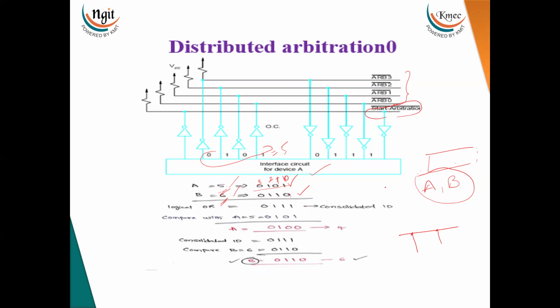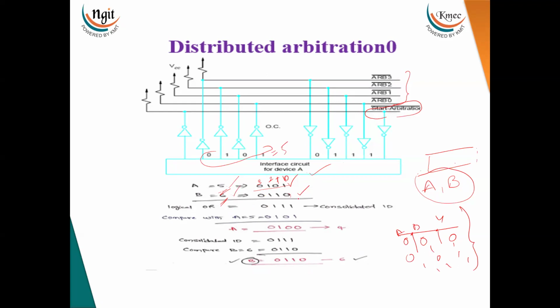Logical OR. And if you try to recollect the logical OR truth table, with inputs A and B and output Y: 0, 0, 0; 0, 1, 1; 1, 0, 1; 1, 1, 1. If any one of the input values is high, then the output is high.